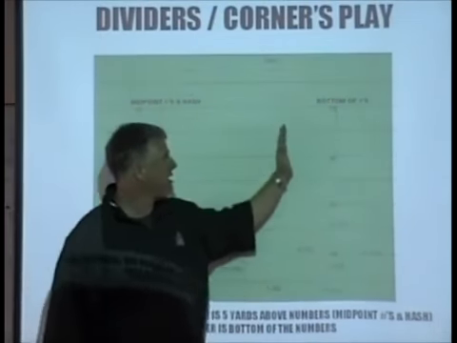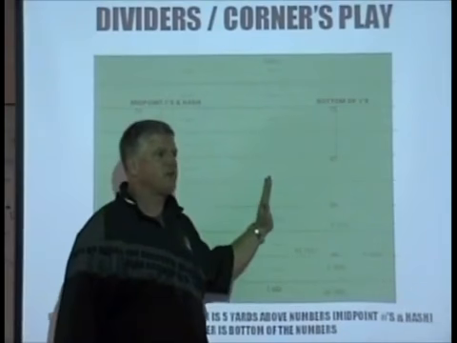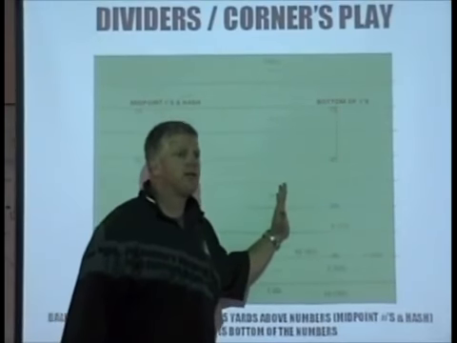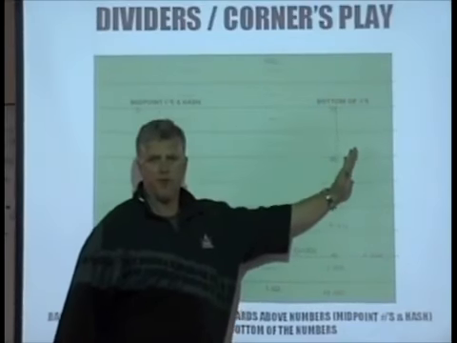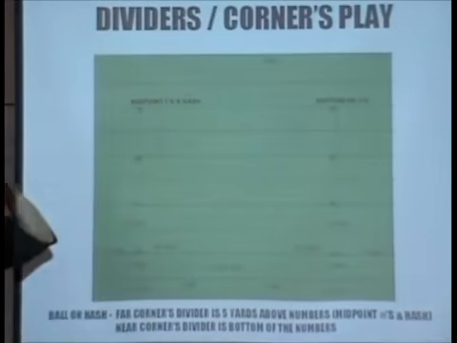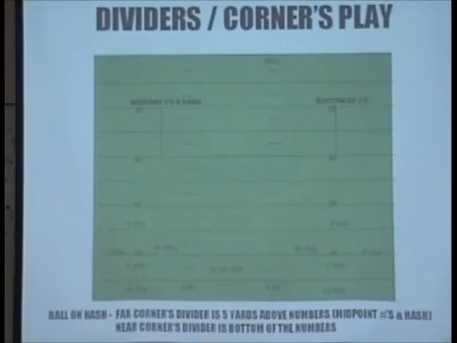If the ball's on this hash, I know the free safety moved closer to me. So my divider's going to move out to the bottom of the numbers. Are we good? Near corner dividers, bottom numbers.